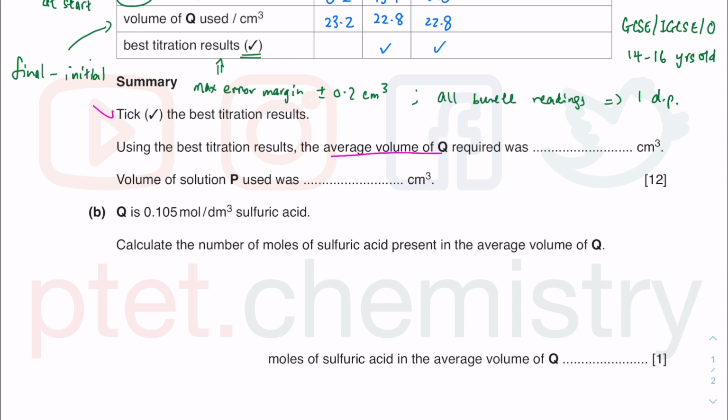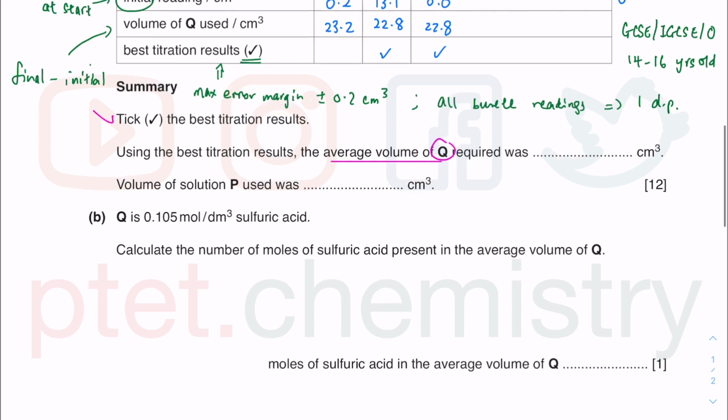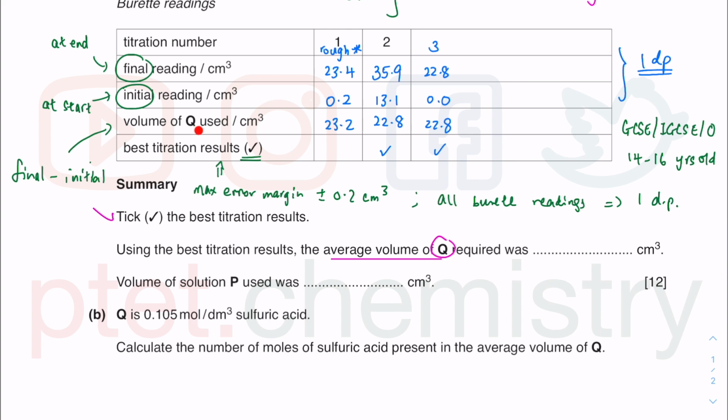Now I'm going to calculate the average volume of Q. The Q was the one in the burette here. So read the question always. These are my two base titres. So 22.8 plus 22.8. Make sure you use bracket. I only have 2 base readings, so I divide them by 2. If I have 3 base readings, I gotta add up the 3 results and divide by 3. So this comes down to 22.8 cm cubed.